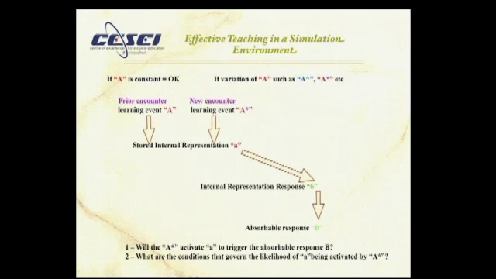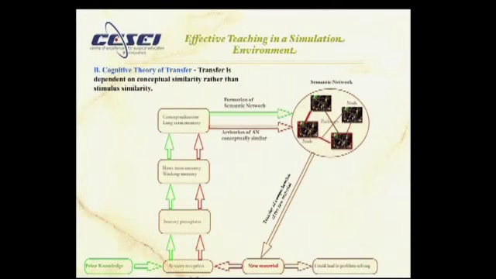So in order to answer this question, some other philosophers came up with the cognitive theory of transfer of knowledge. What the cognitive theory of transfer of knowledge is saying is that the response B is not on the basis of identical elements. It's on the basis of conceptual similarities. It doesn't have to be identically similar, but conceptually similar. And they developed this theory on the basis of this scientific method.